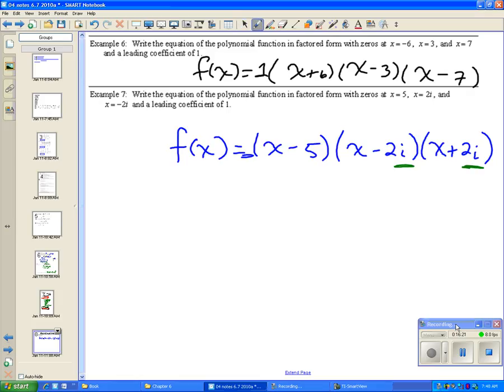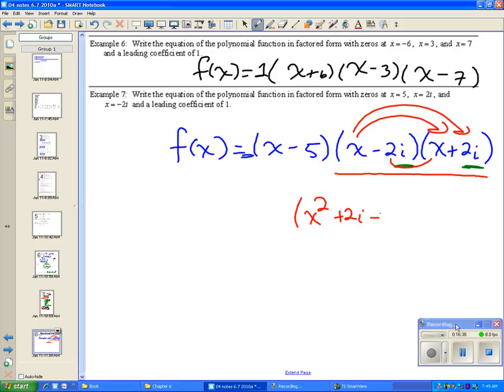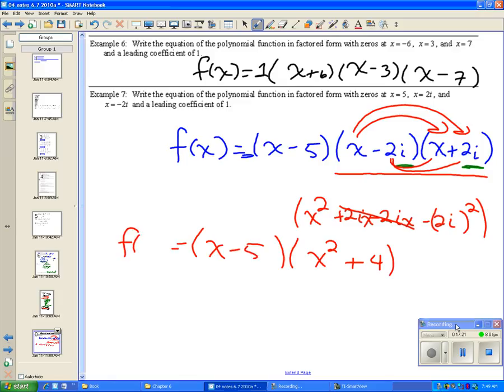So I'm going to go ahead and FOIL out this portion of it so that the i's disappear. My first is going to be x squared. My outer is going to be plus 2ix, my inner is going to be minus 2ix, and my last is going to be minus 2i quantity squared. So if I work that out, that's x squared. My 2ix's cancel. And remember, 2 squared is 4, i squared is -1. Minus 4 times -1 is positive 4. So there is my factor. In front of that, I know that I have x minus 5. And of course, this is my function f of x.